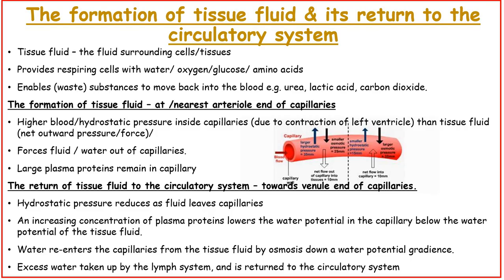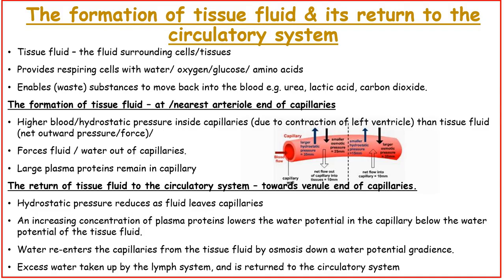The formation of tissue fluid and its return to the circulatory system. Tissue fluid is the fluid surrounding cells or tissues. It provides respiring cells with water, oxygen, glucose and amino acids. It enables waste substances to move back into the blood, like urea, lactic acid and carbon dioxide.